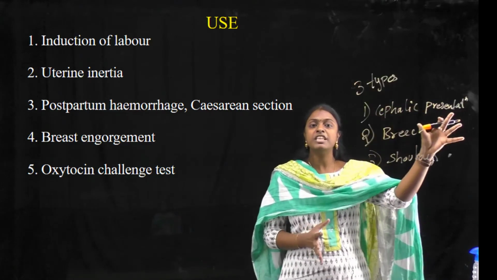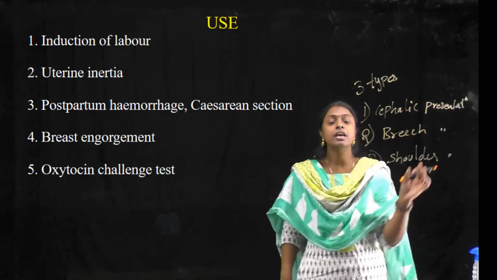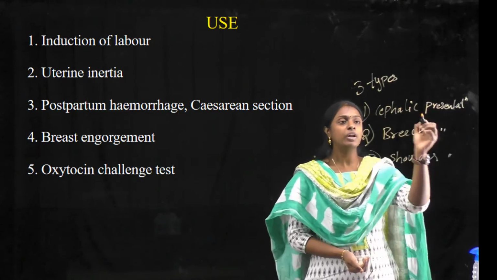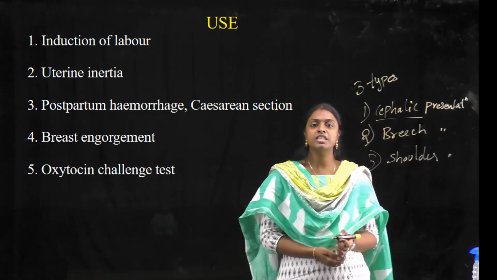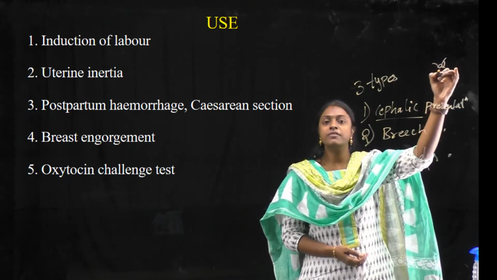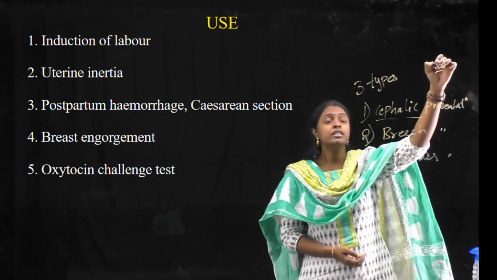So the first one is cephalic presentation, the next one is breech presentation, and the third one is shoulder presentation. So let's see one by one. First one is cephalic presentation. In the cephalic presentation, the head will be down near the cervix. So if this is the cervix, the head will be near the cervix and legs towards the fundus.